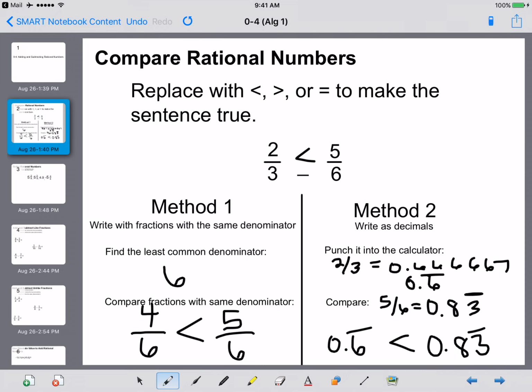So you can pick whichever method you like the best. This one, I could have even looked at it and known 2/3 equals 4/6 and just boom, solved it right away and not even wasted my time punching it into the calculator. So kind of use your common sense when working with these.